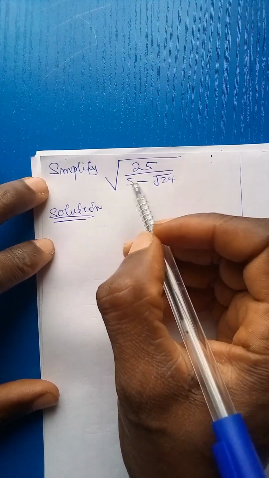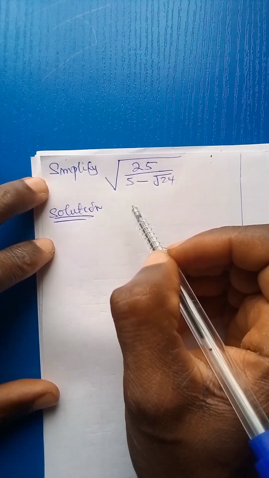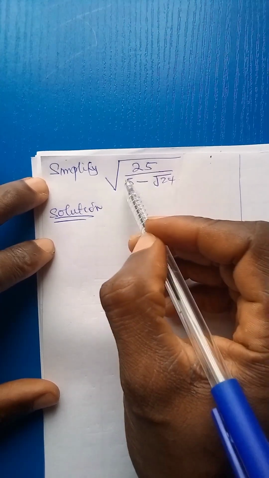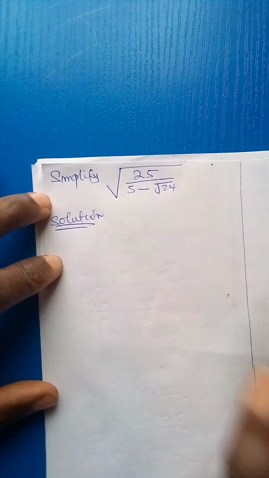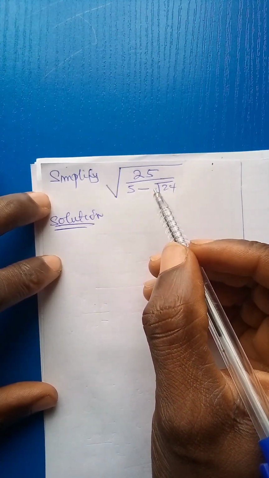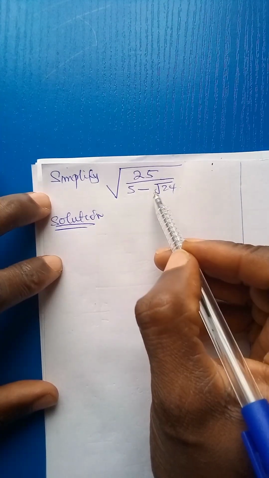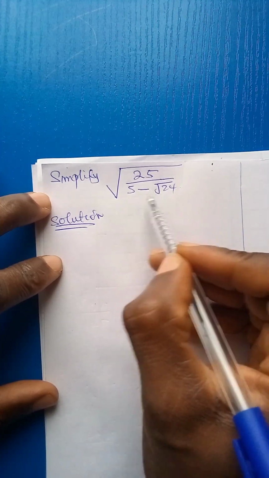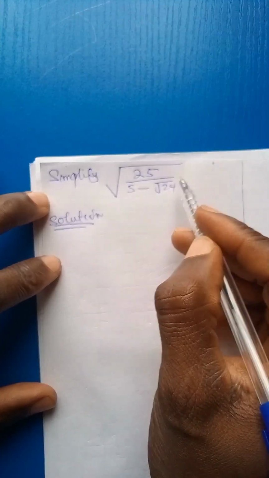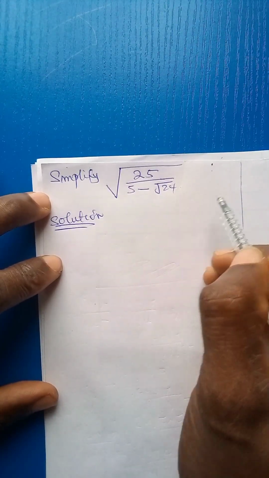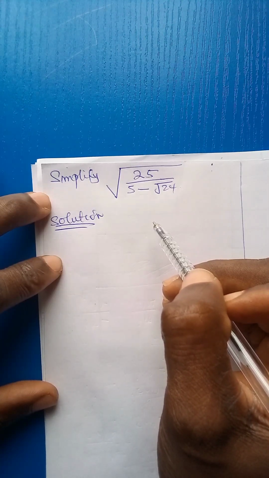In this video, I'm giving a radical expression, or a surd expression, to simplify. I have square root 25 all over 5 minus root 24. What am I going to do to simplify this expression? Actually, I'm going to use two methods. In the first method, I am going to multiply the numerator and denominator by the conjugate of the denominator. While in the second one, I am going to equate this expression to some constants and then solve as if it is an equation. However, before I proceed, I would like you to do me a favor.